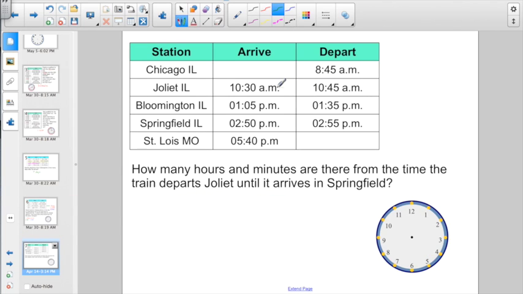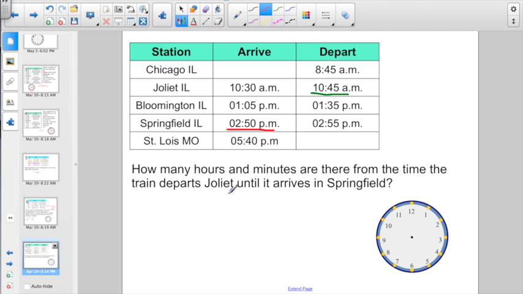Okay, so a brand new schedule, this one looking like a train schedule. Take a look at the time it's arriving, the time it's departing, all the different cities, right? So here it's saying how many hours and minutes are there from the time the train departs Joliet until the time it arrives in Springfield. So let's go and find, first of all, the time that departs Joliet is 10:45 a.m. The time that's going to arrive in Springfield is 2:50 p.m.